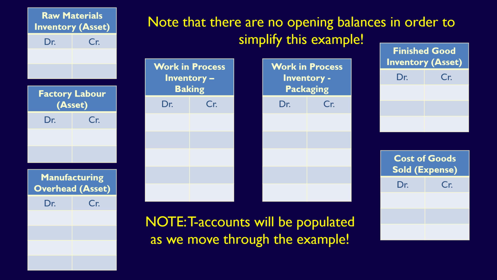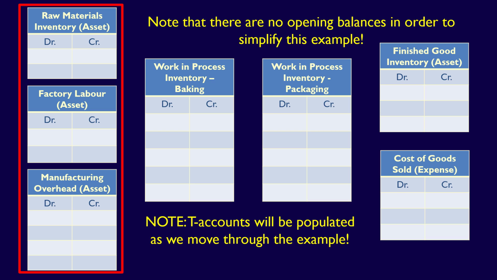We're going to use the regular accounts that we use for job order costing, but note that there will be separate work-in-process inventory accounts for each process, one for baking, one for packaging. There are no opening balances, as there usually would be in process costing, but this is just to simplify the example showing the flow of costs. Each T account will be populated as we move through the example. Note that each process has its own direct materials, direct labor, and manufacturing overhead costs, but we will track all of these costs through one joint raw material inventory, factory labor, and manufacturing overhead account.